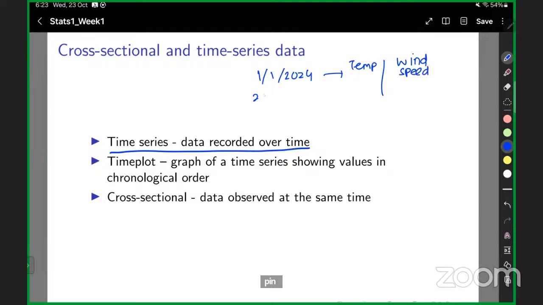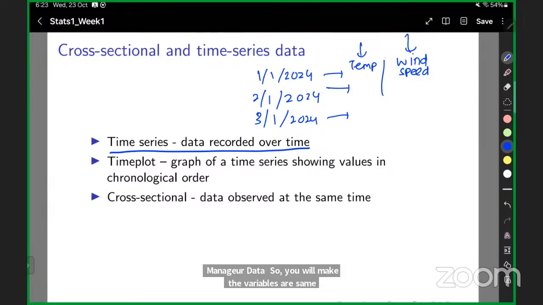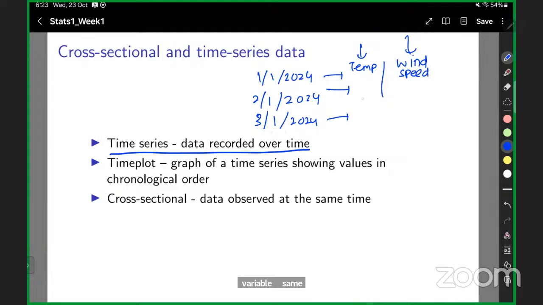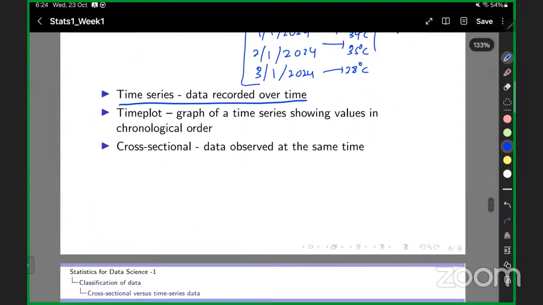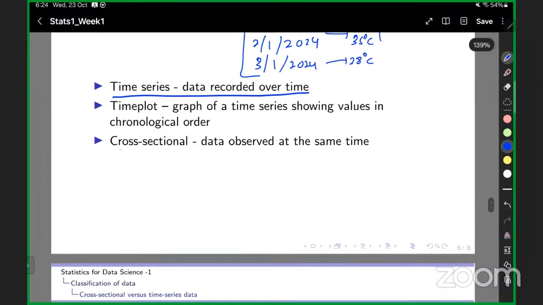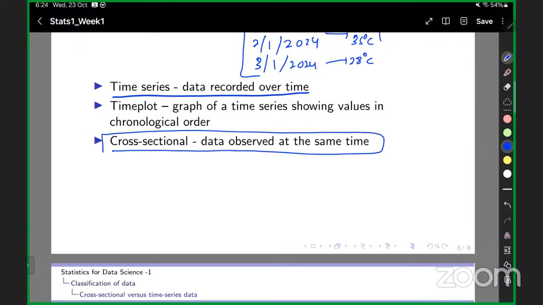Then on the second, you measured it again. On the 3rd of January you measured it again. So you measure the same thing, the variables are the same. Of course, they were the same for other cases as well, but in this case, time is now changing and we are measuring the same thing, right? On this day, temperature was, let's say, 34 degrees centigrade, 35 degrees centigrade, 28 degrees centigrade, could be anything. And wind speed also can differ, right?